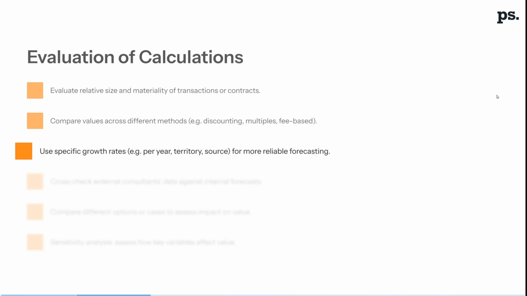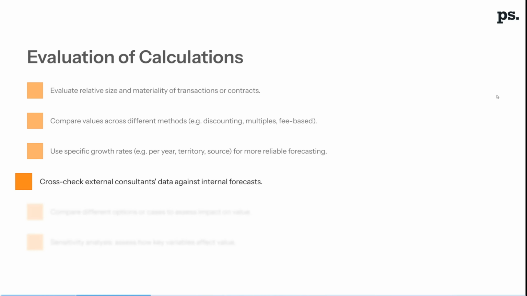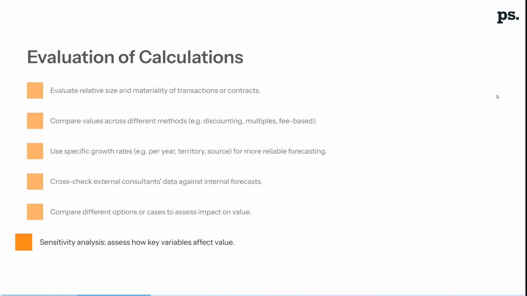You can mention using specific growth rates, for example, per year by the territory or the source for more reliable forecasting. So it's another mark to do with criticising the model politely, basically. Maybe we can cross-check some external data, could be consultants or market data, against internal forecasts. You could compare different options or cases to assess the impact on value for the business.